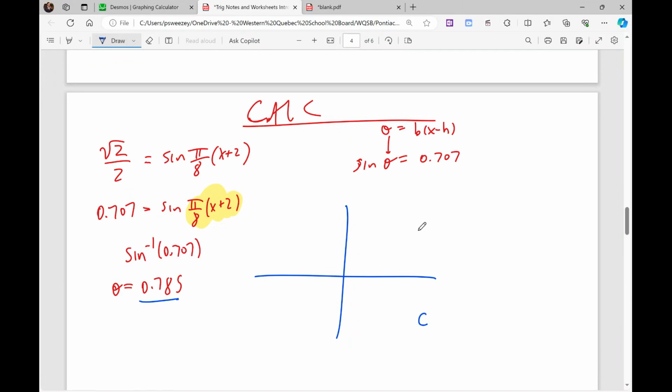And the CAST system essentially tells me that in this quadrant at the bottom here, this is where cosine is positive. Let's use a different color here. This is where cosine is positive and sine is negative. This is where cosine is positive and sine is positive. This is where cosine is negative and sine is positive. And this is where cosine is negative and sine is negative.